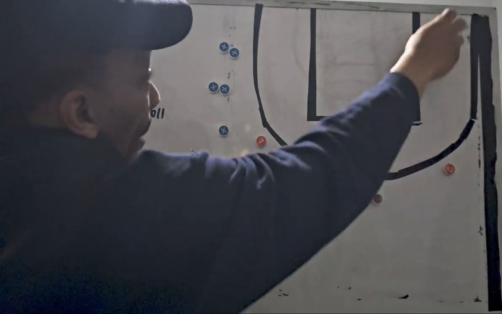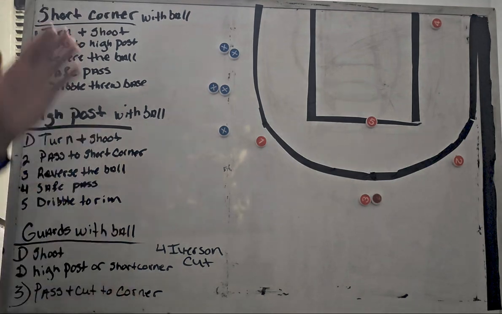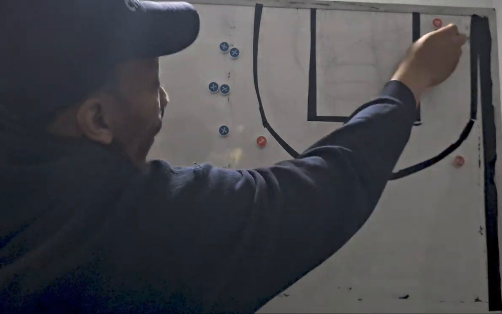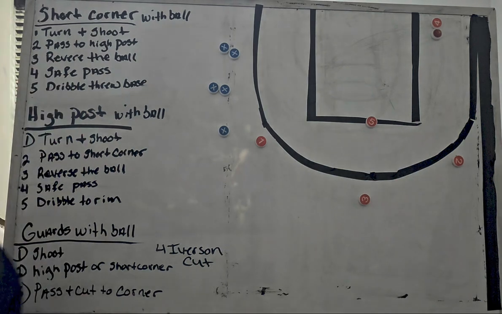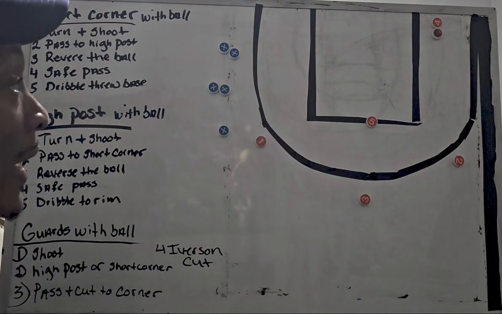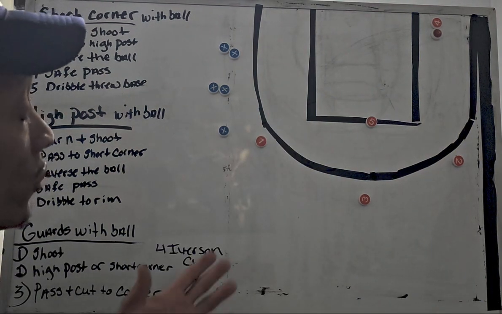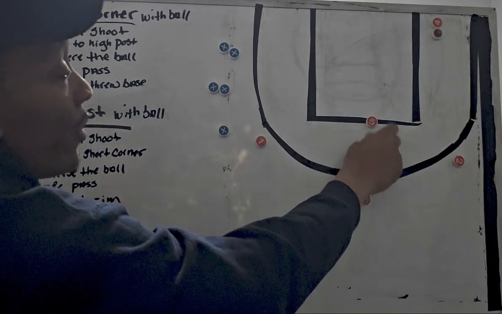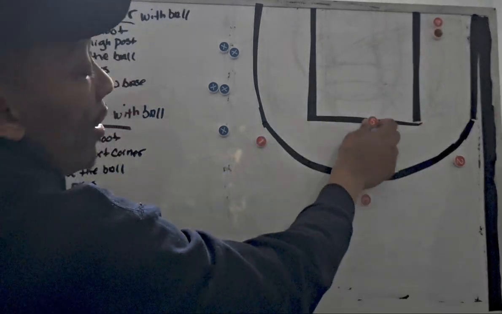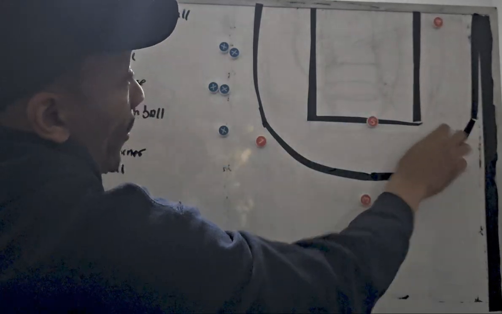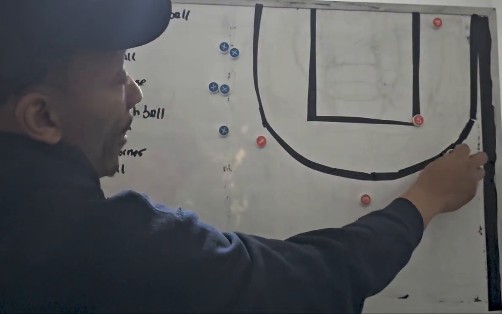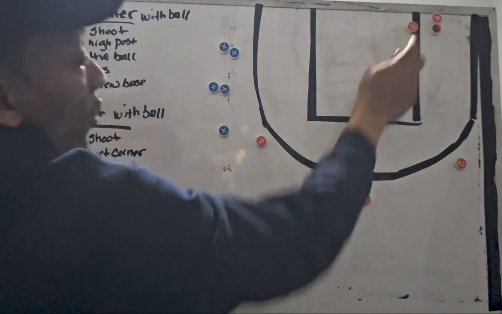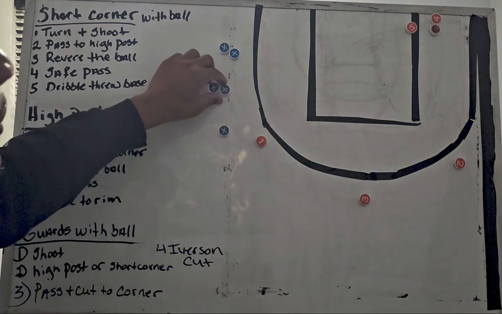When the ball's up top, everything is even. Now, the short corner man, when he has the ball, his first option is to always shoot. Turn and face, attack, or take a jump shot. His second option is to pass to the high post. Not from here to there, but when the ball rotates to the wing, high post comes here. It goes to the short corner. Now he goes down the lane line. We're looking to pass it to the high post.